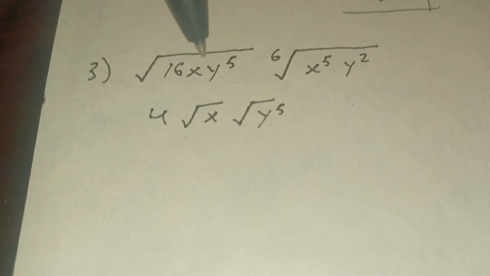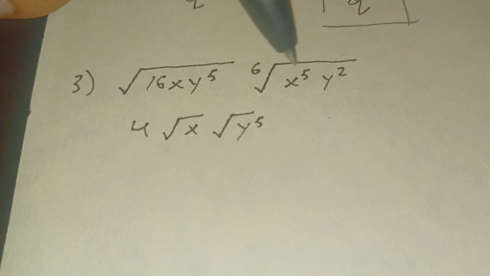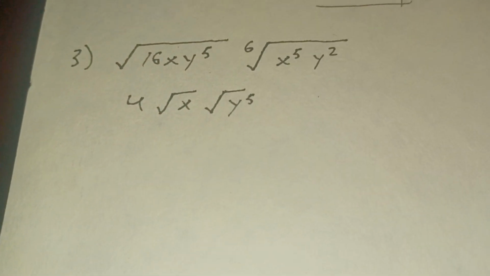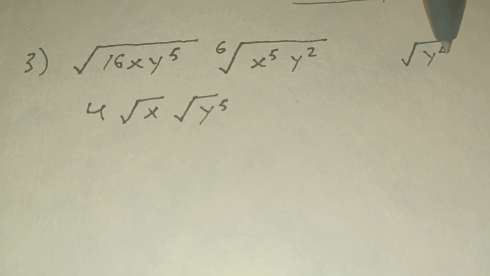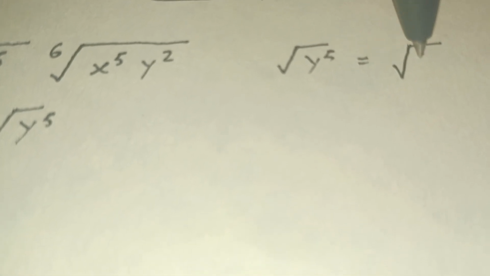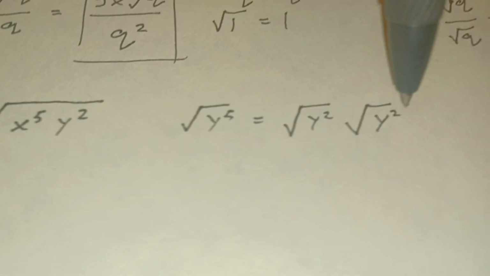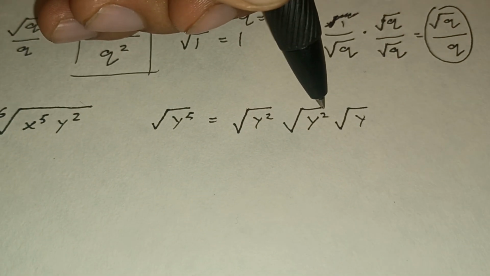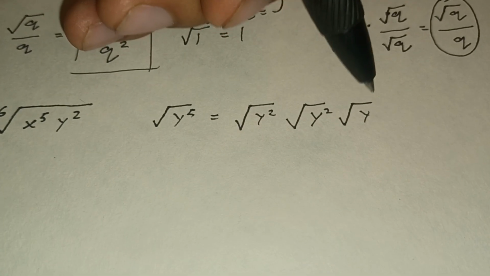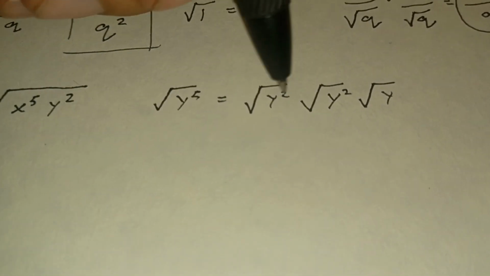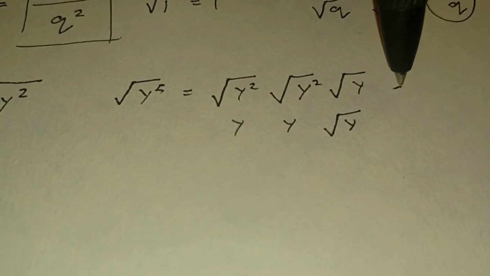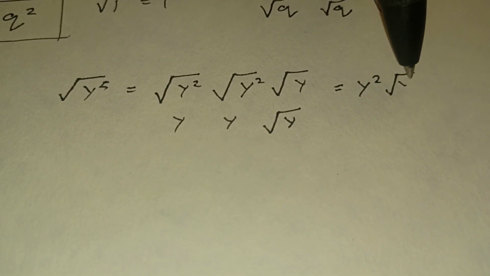So let's work with these pieces for a bit before we move on to the rest of the problem. We have the square root of x. It seems like we're just going to have to leave it like that because it can't really simplify into anything else. But we can do something about the square root of y to the fifth power. This equals the square root of y squared times the square root of y squared times the square root of y. Multiplying the square root of y squared by the square root of y squared gives us the square root of y to the fourth power, and times the square root of y gives us the square root of y to the fifth power. These are perfect squares, so this is going to give us y squared times the square root of y.